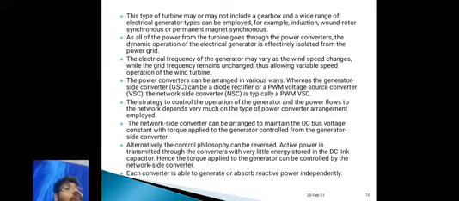Alternatively, the philosophy can be reversed. Active power is transmitted from the converter with very little energy stored in the DC link capacitor. Torque applied to the generator is controlled by the network side converter. Each converter is able to generate or absorb reactive power independently.